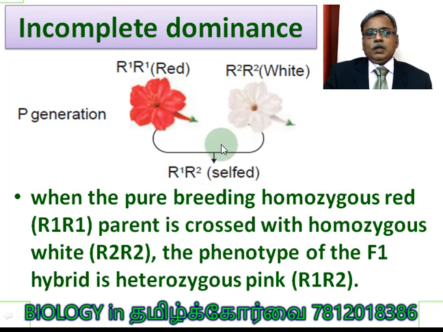When they are crossed, the F1 generation produces heterozygous alleles, R1R2. This is the F1 generation. When the pure breeding homozygous red R1 parent is crossed with homozygous white R2, the phenotype of the F1 hybrid is heterozygous pink. It is neither giving the appearance of the red parent nor of the white parent, but an intermediate color is produced with respect to the heterozygous genotype R1R2.